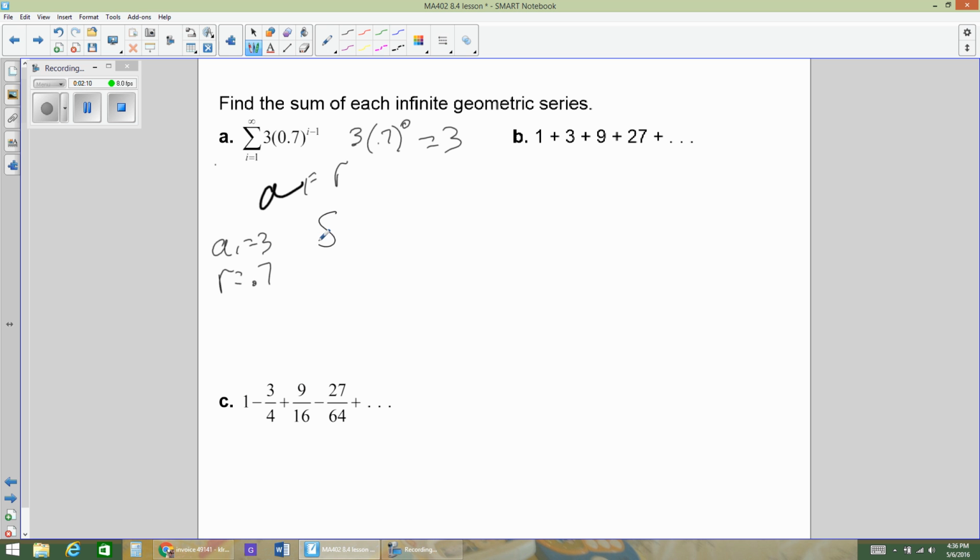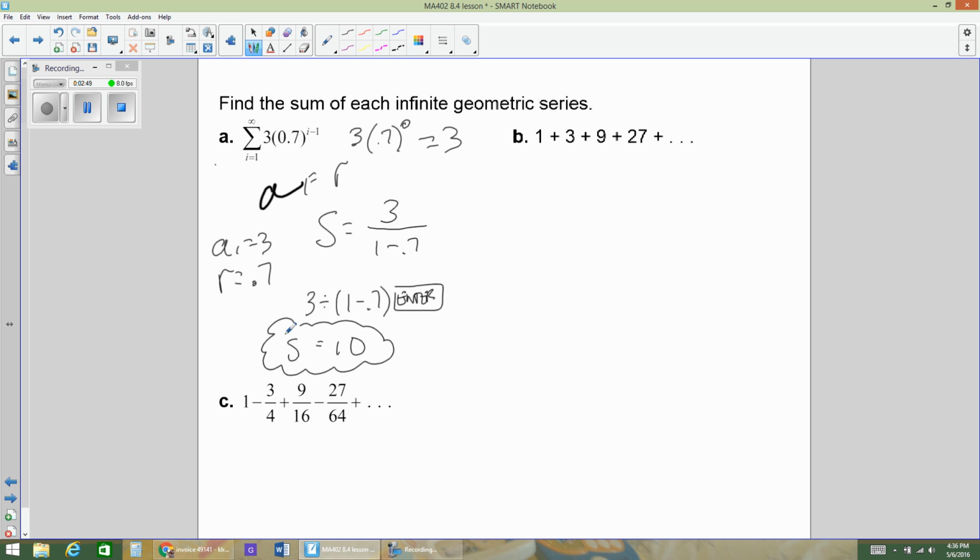So according to the formula, the sum of the infinite geometric series is equal to that first term over 1 minus the ratio. So grab your calculator and use parentheses. Into my calculator it's going to look like this: 3 divided by parentheses 1 minus 0.7, close, press enter, and I got 10. So the sum of this series is 10.